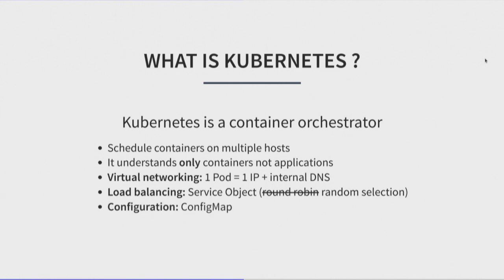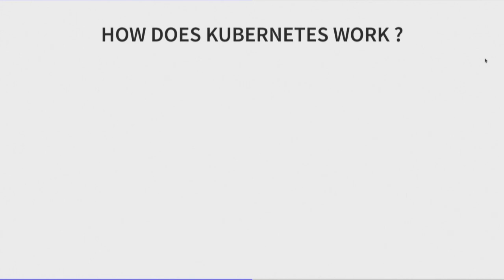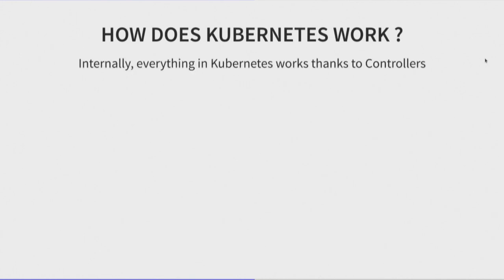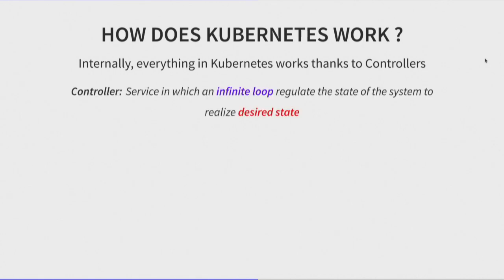It also provides configuration facilities through the config map and storage, so you can attach volumes to your containers. So how does Kubernetes work? In Kubernetes, everything works thanks to controllers. What is a controller? Basically, a controller is a service which regulates the state of your cluster, continuously regulates this state in order to realize the desired state.